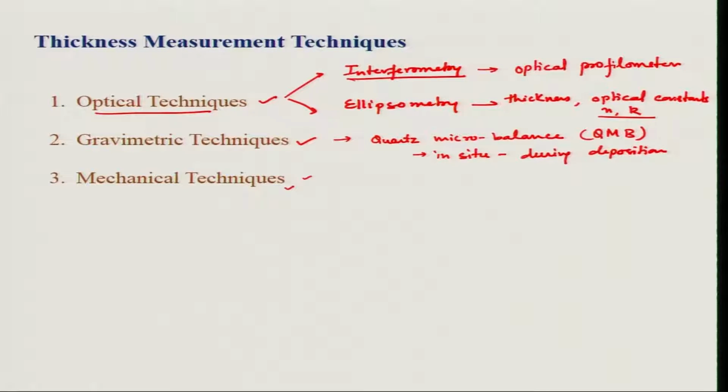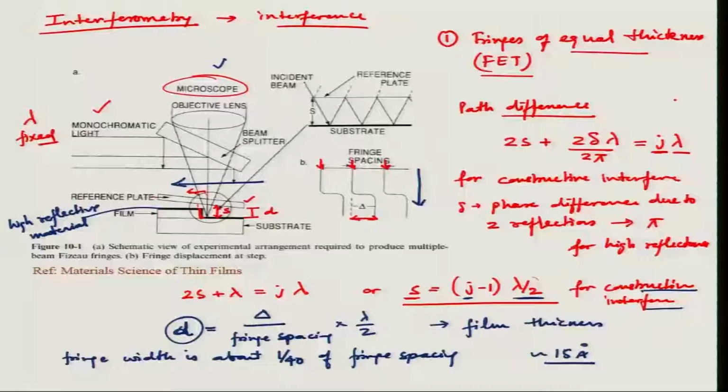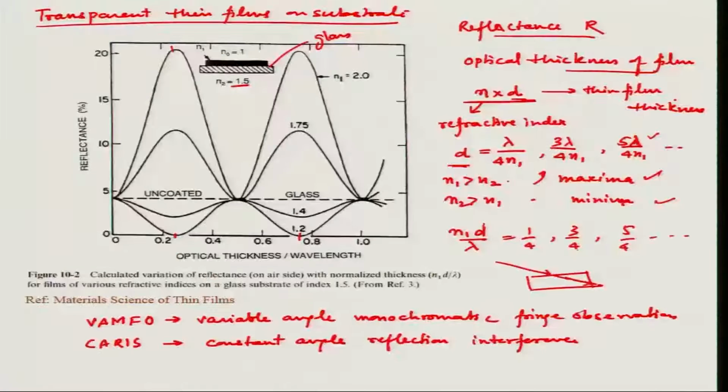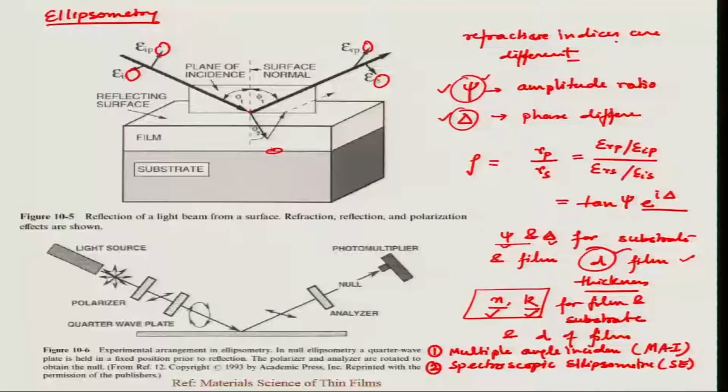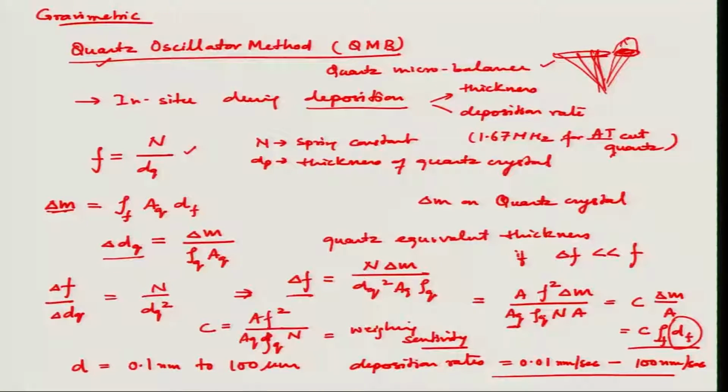Okay. So, we discussed various interferometric techniques based on interference, which were FET and FECO. We discussed the reflectance, the technique based on reflectance, which can be used to measure the thickness of transparent thin films. Okay. And we also discussed the ellipsometric technique, in which you can calculate thickness and optical constants of the thin film. Okay. Then we discussed gravimetric technique, which is based on change in weight or mass of a quartz crystal when the thin film deposits on it.